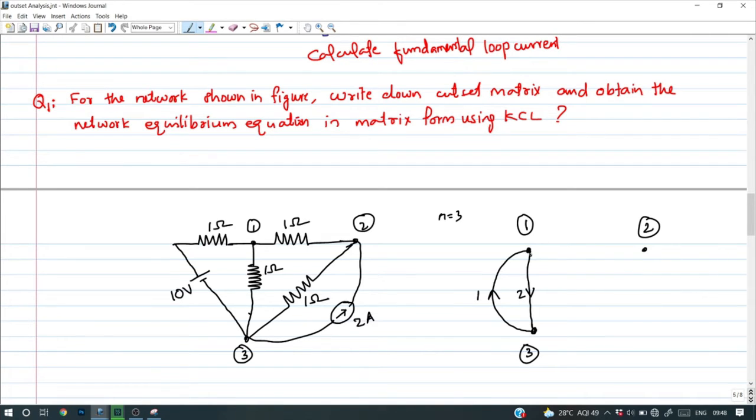And now let's take this branch, which is connected between node 1 and 2, which we can represent by a single line segment. Say this current direction is in this way. So this is your branch number 3. And the next one is this one. The current source is open circuited in the graph, so only this branch will be available. The branch which is connected between node 2 and 3, say the current direction is downward. So this is your branch number 4. So this is the graphical representation of this network.